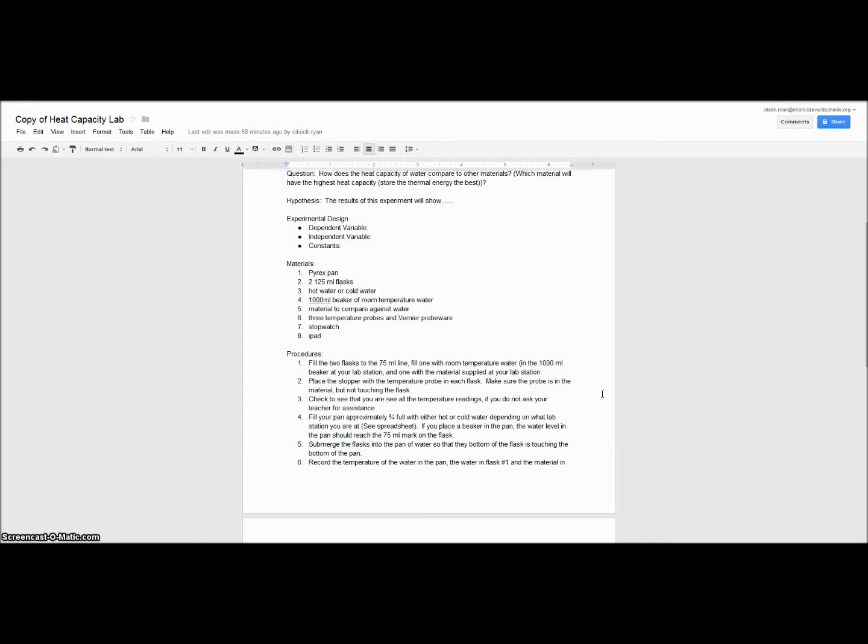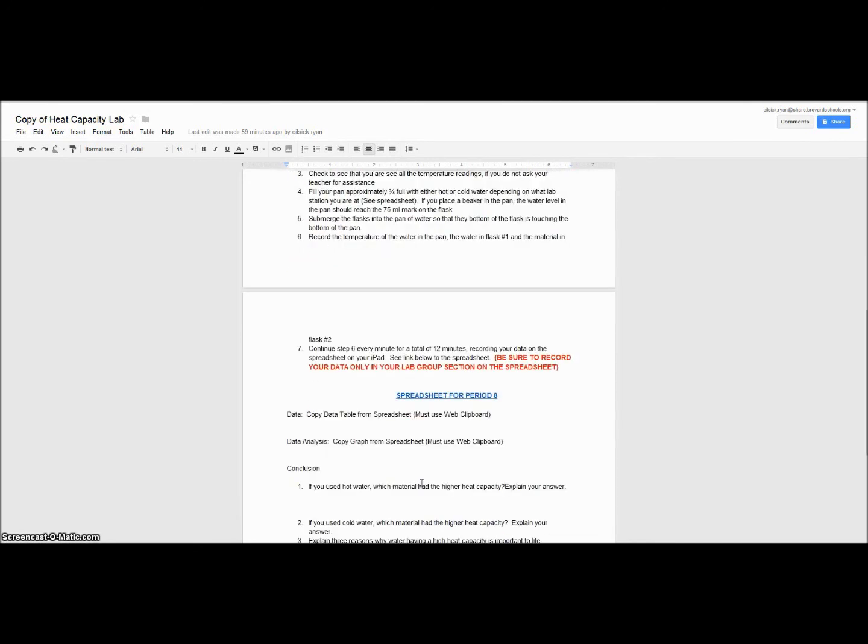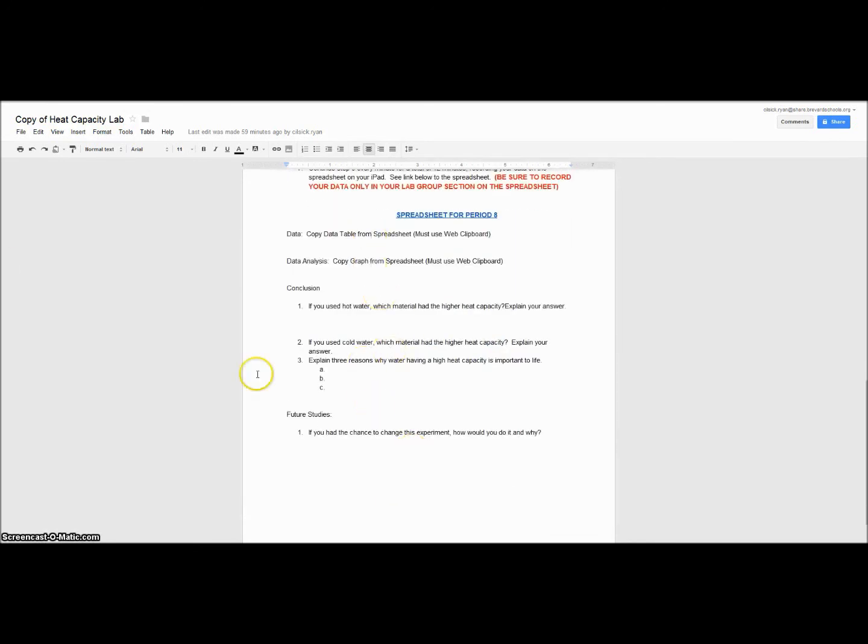You also have a glass Pyrex Pan. It needs to be filled approximately 3/4 full of either hot or cold water, depending on what lab station you're at. And you can tell from the spreadsheet what you will need. And if you place the flask in the water, you should fill the water up in the pan so it's also even with the 75 milliliter line. You'll be recording temperatures of the water in the pan, the water in the flask, and the substance in the flask every minute for 12 minutes. And then there are some questions here to answer towards the end.